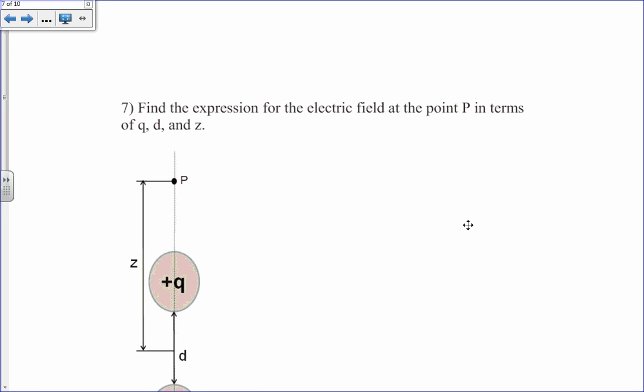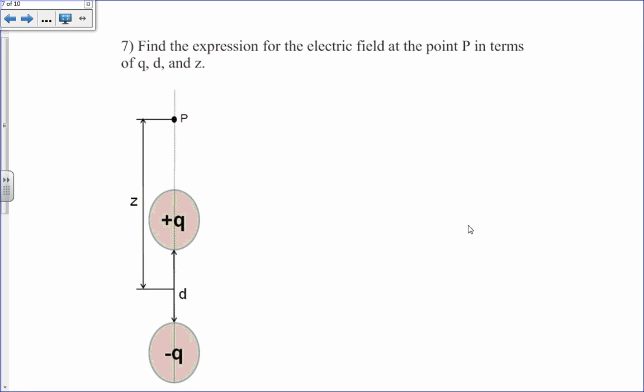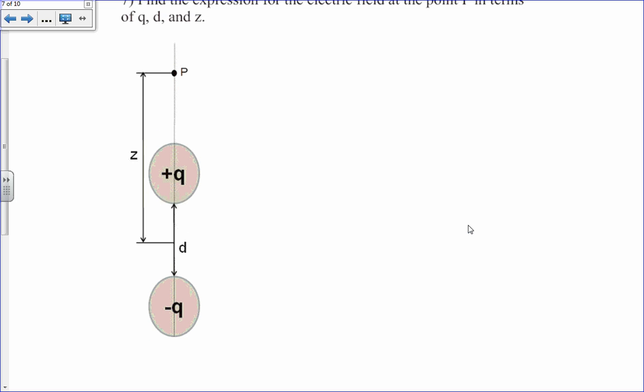I want to find the expression for the electric field at the point P in terms of Q, D, and Z. This is a dipole, very important in a lot of chemical simulations. I know that at point P there are 2 components to the electric field. The electric field at point P is equal to the electric field due to the positive charge minus the electric field due to the negative charge.